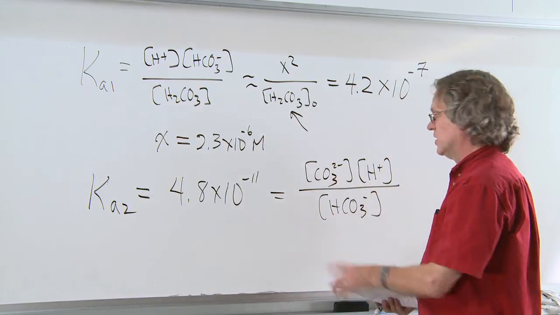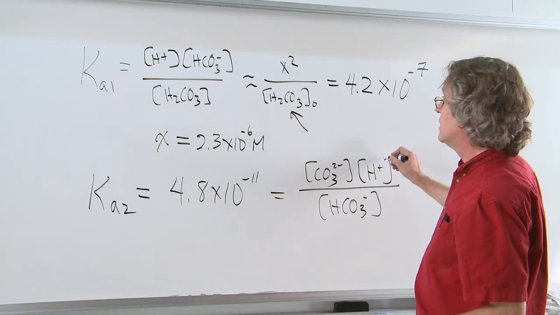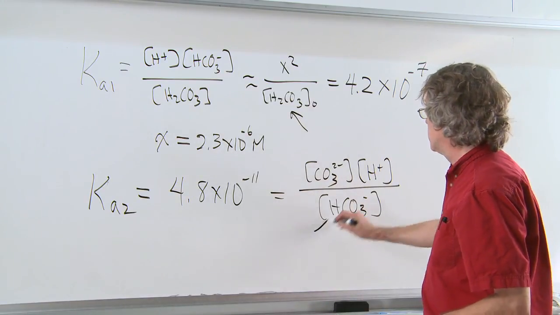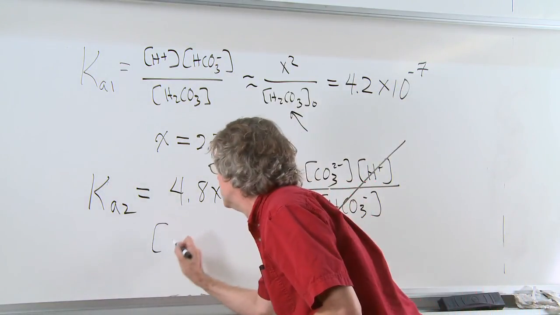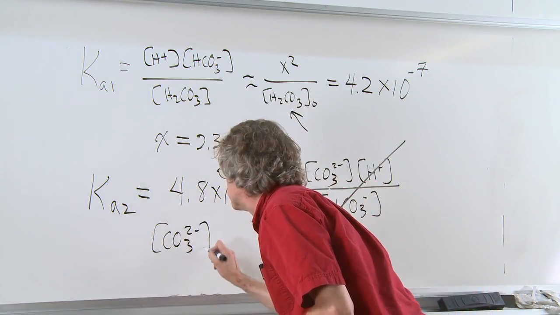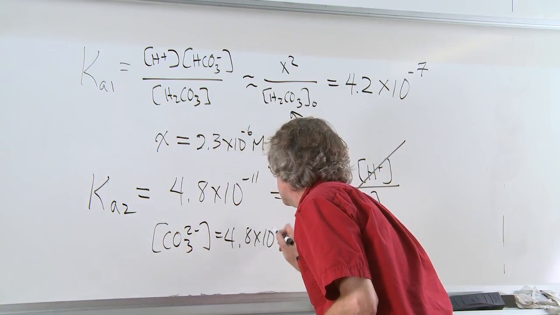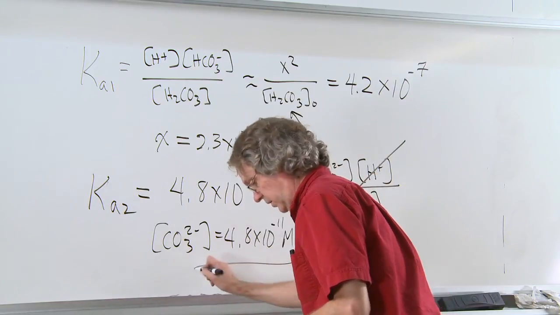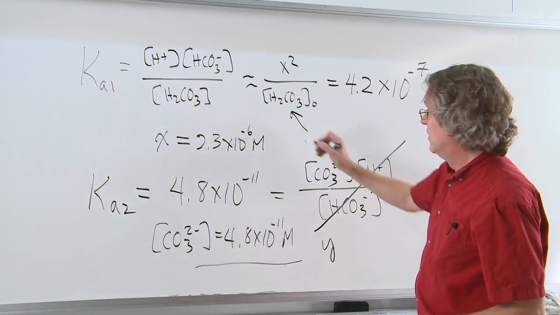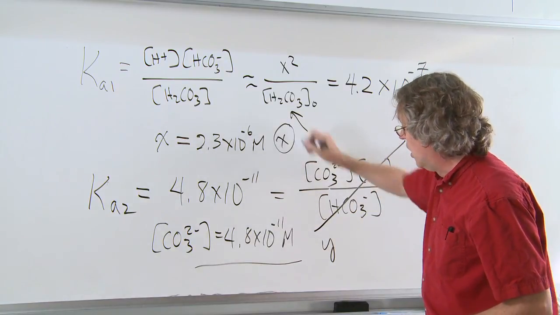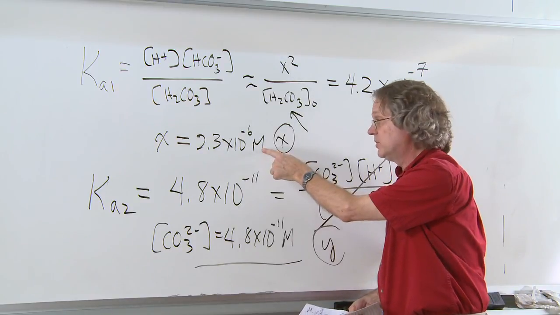And that, if you look back at the reaction, involves the dissociation of the proton from HCO3-. And so this would be the equilibrium expression for the second ionization. But we've just said that these two things are about the same, and so those cancel out. And it turns out, very simply, the concentration of CO3 2- is just equal to Ka2, 4.8 times 10 to the minus 11 molar. This is Y. This is what we called X.